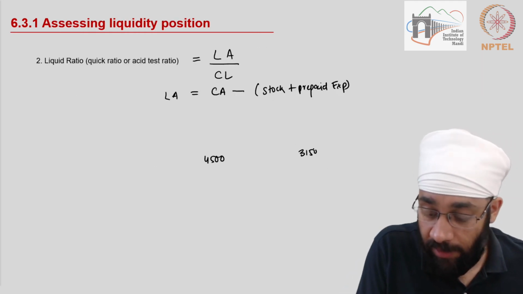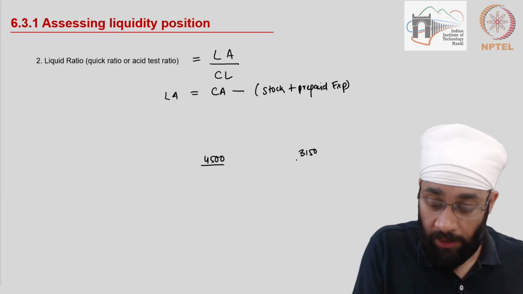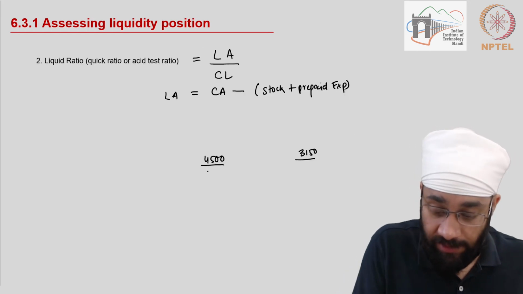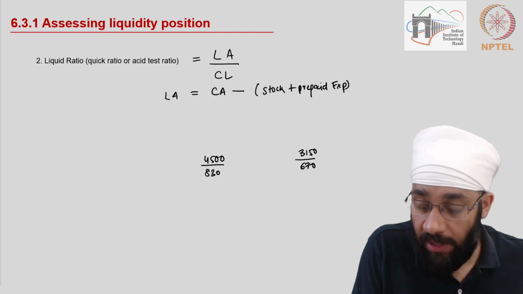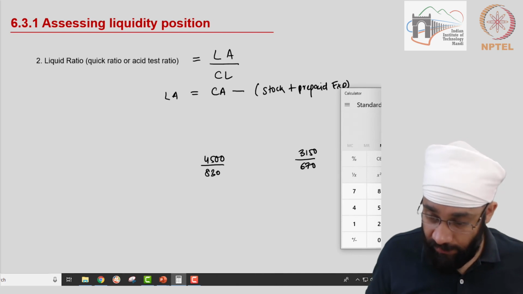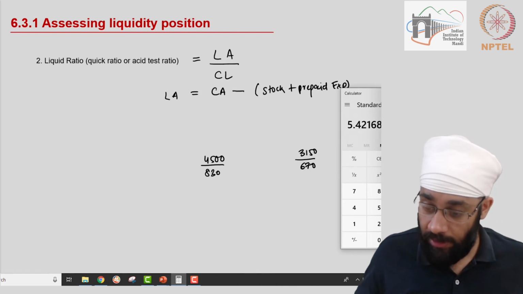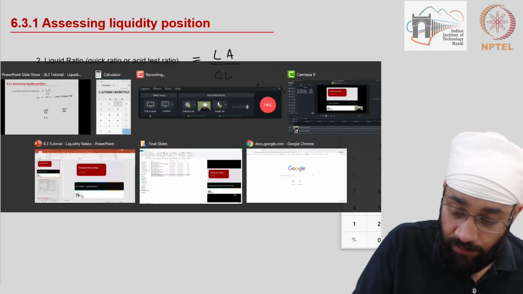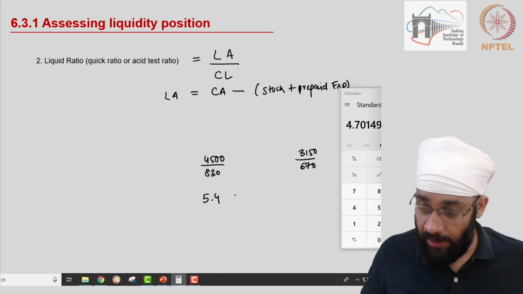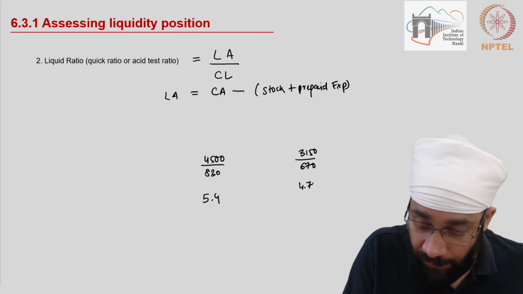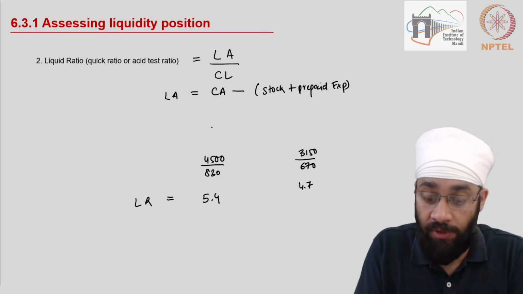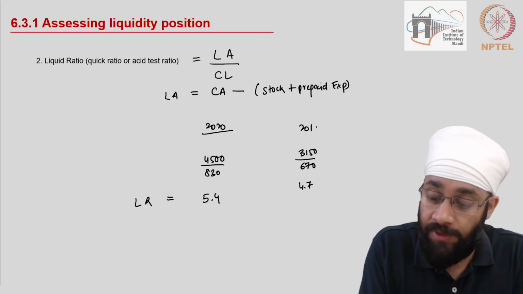So 4500 and 3150 are the numbers for liquid assets, and we divide these by the same numbers, 830 and 670. 830 and 670 are the current liabilities, and I have my calculator again. 4500 divided by 830 gives me 5.4, and 3150 divided by 670 gives me 4.7. There you go. So these are the liquid ratios for the 2 years. This is 2020. This is 2019.